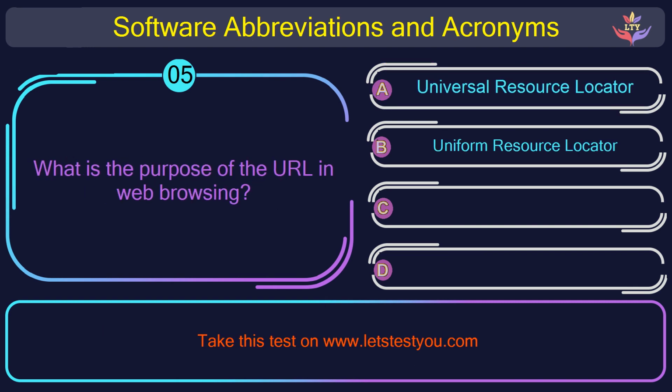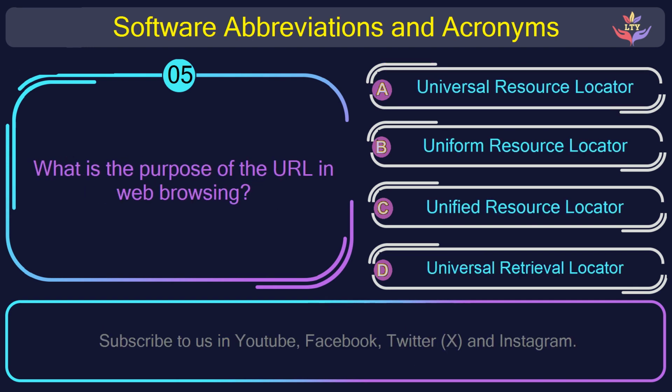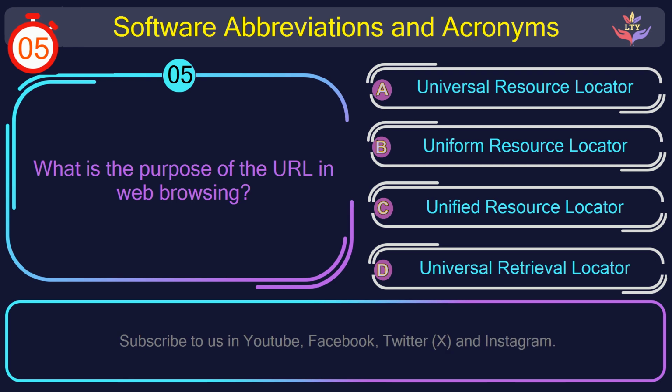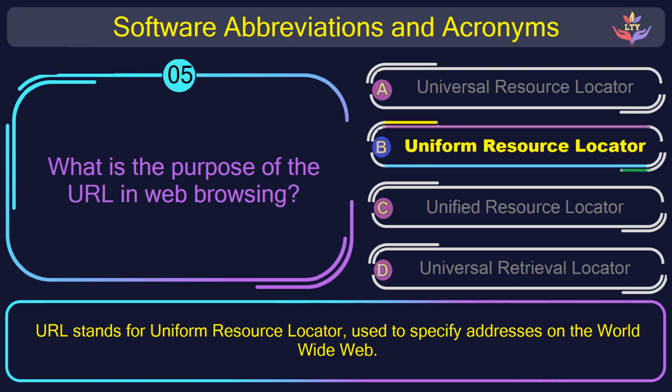Question number 5. What is the purpose of the URL in web browsing? The correct answer is option B. Uniform Resource Locator. URL stands for Uniform Resource Locator, used to specify addresses on the World Wide Web.